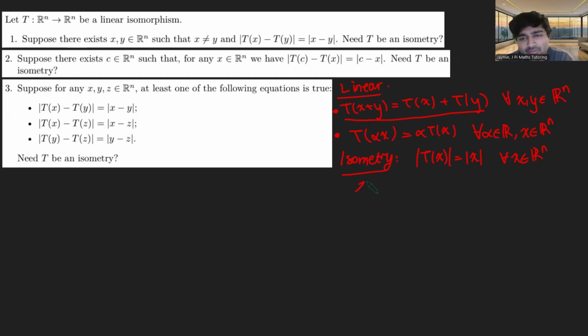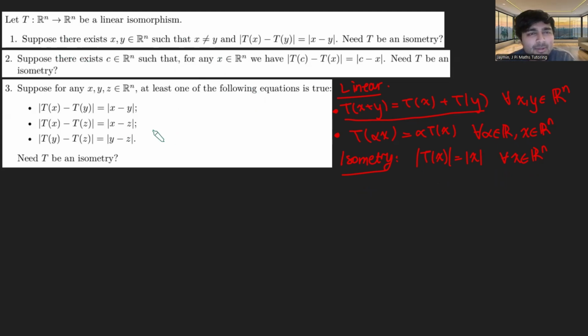Oh, I should probably also just define what an isometry is. An isometry is just a distance preserving map. So if T is an isometry, it just means that the length of T of x is the same as the length of x for any point x in R^n. Okay, so T is a linear isomorphism, and we've got three parts here where we vary the conditions and ask, is T an isometry?